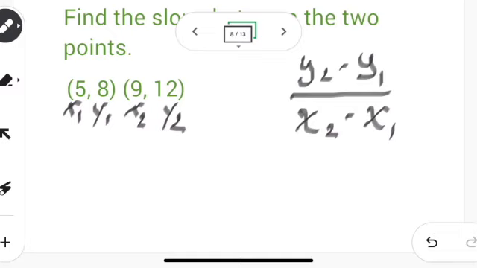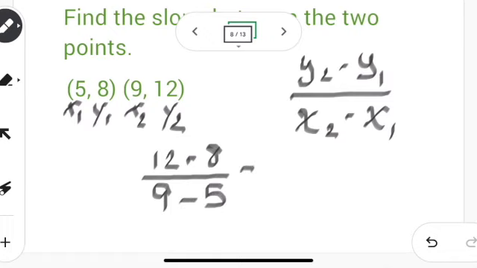So I'm just going to look over here at what I labeled. My y2 is 12, y1 is 8, x2 is 9, and x1 is 5. So what would this be for a slope? Yep, 12 minus 8 is 4, and 9 minus 5 is 4. So I guess we have a slope of 1 in this example.